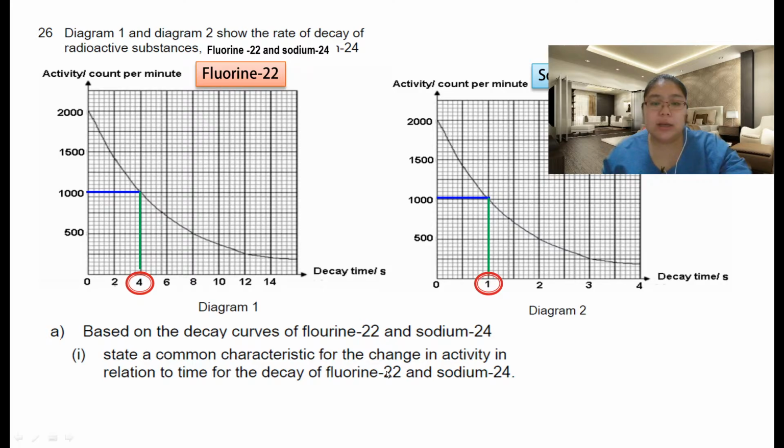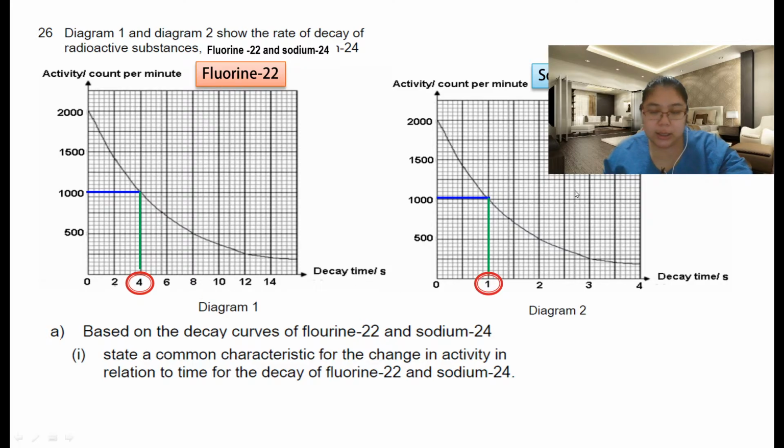When the activity changes, we never say initial. Initial, I know both are 2000. I want to know when it is changing. In the first diagram, when it drops to half, the time taken is 4 seconds. When it drops to 500, half again, it becomes 8. So every time the change is 4 seconds.